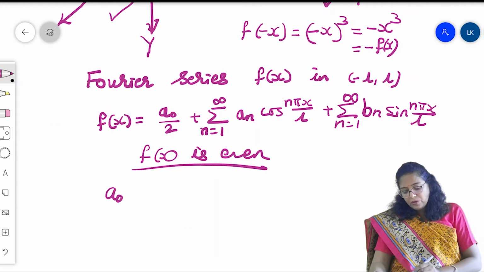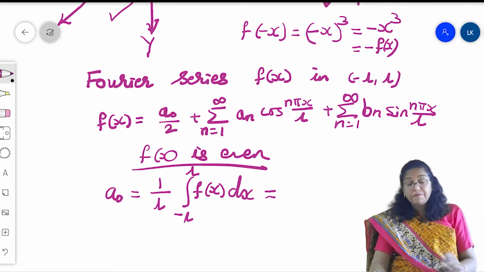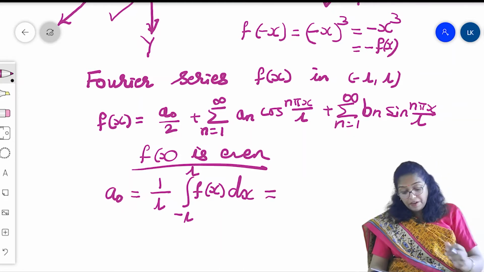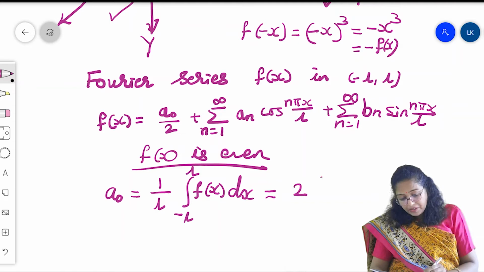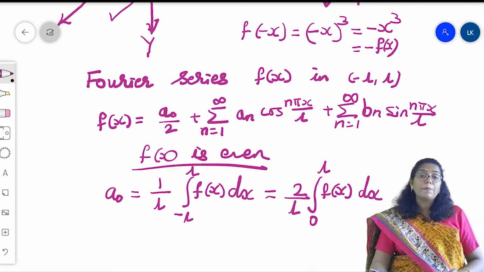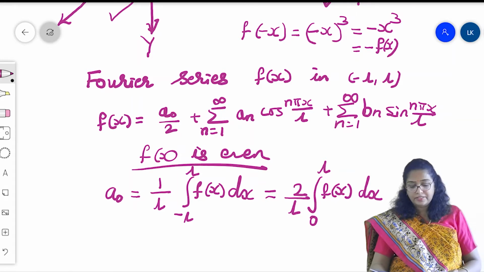a0 is equal to, we know that, 1 upon L integral from minus L to L of f(x) dx. But f(x) is an even function. If f(x) is an even function, then the integral from minus L to L of f(x) dx can be written as the integral from 0 to L of f(x) dx, with a factor of 2. That means a0 is equal to 2 upon L integral 0 to L f(x) dx.